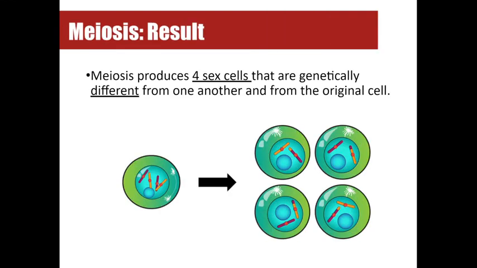Now, something unique about meiosis is that when it's producing those four sex cells, they are all genetically different from one another and from the original cell. That is a key difference between meiosis and mitosis. Because if you look, these are all a little bit different, and it's easy to distinguish based on the colors that are represented in here.